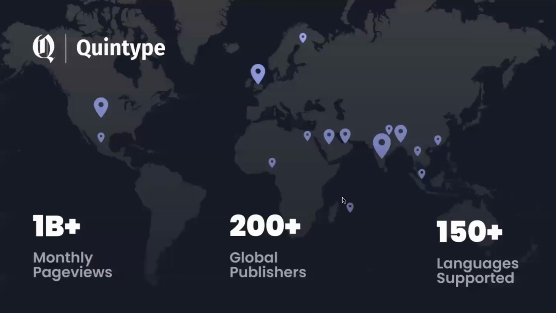Before we dive into the demo, I'd like to give you a quick background. QuintType builds products that cut across the digital publishing suite, creating better content experiences for readers. A lot of our work over the last few years has been revolving around driving digital transformation for legacy and enterprise publishers across the globe, supporting more than 150 languages and powering over 1 billion page views month on month through our platform.